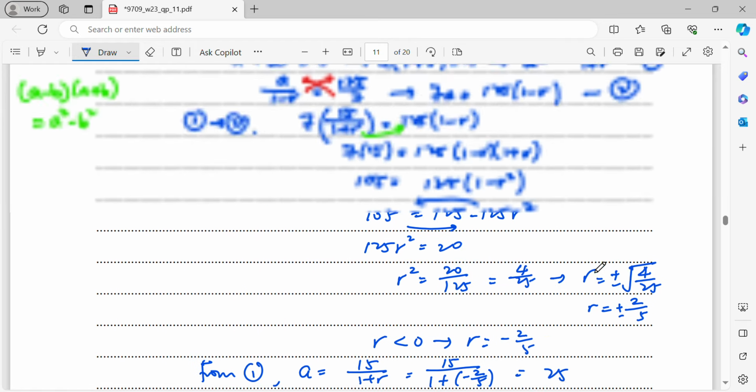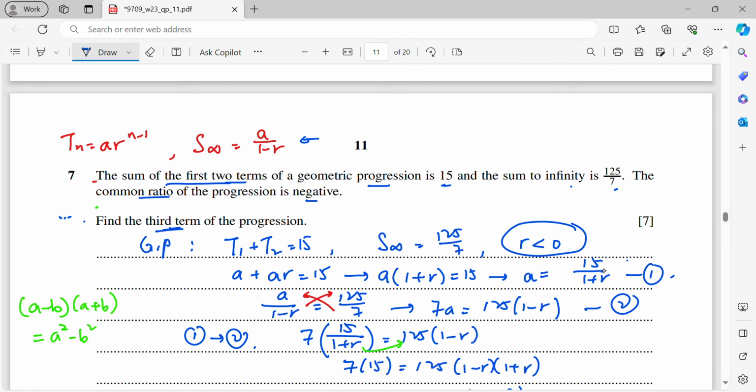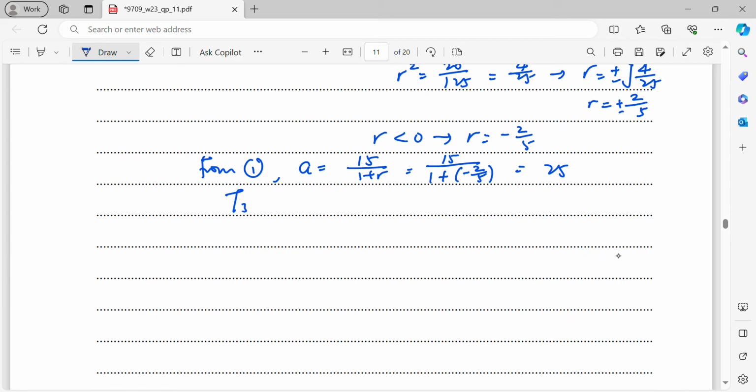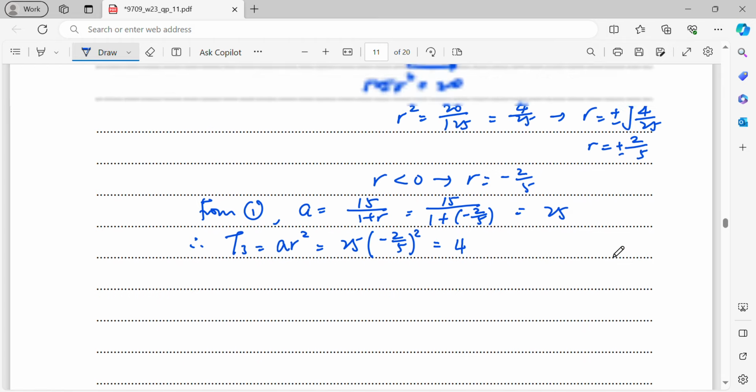Okay, and now when you look at the question here, you need to find the third term, T3. So T3 is a r squared. So it means that it will be 25 times (negative 2 over 5) squared. So at last, you will be getting 4. So this is your final solution.